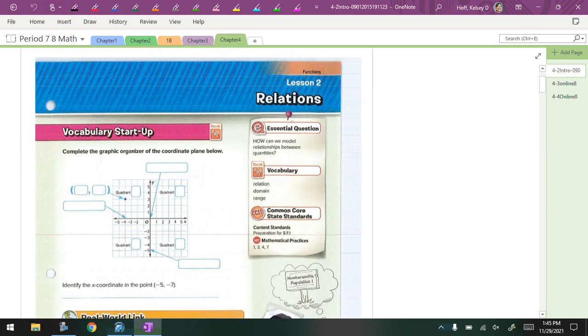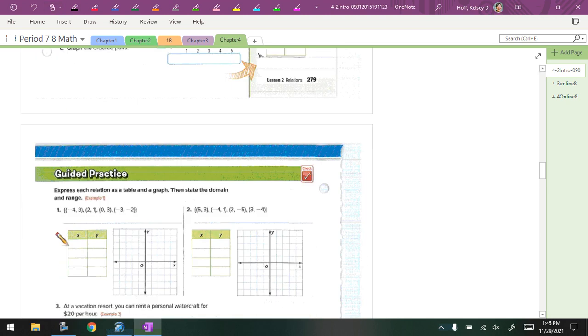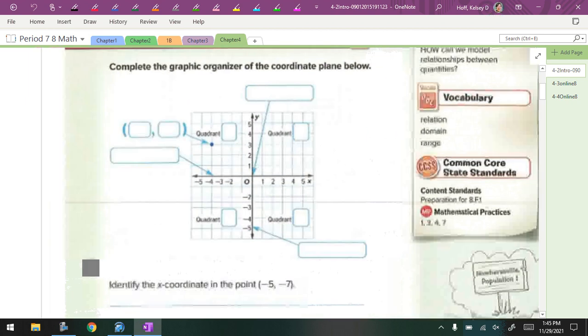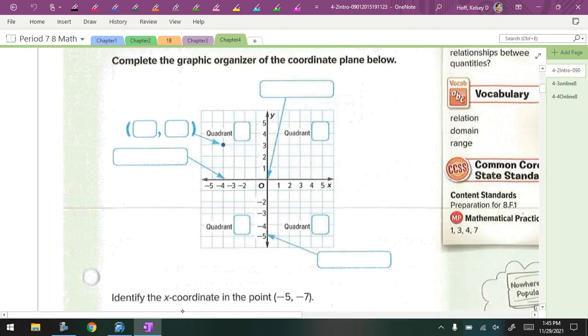They have us doing, we don't always work with that first page, but they give us a really good graphic organizer and it gives us some vocab for us to talk about. What is the name of the point that's smack dab in the center of this graph? The origin. Nicely done. The origin.